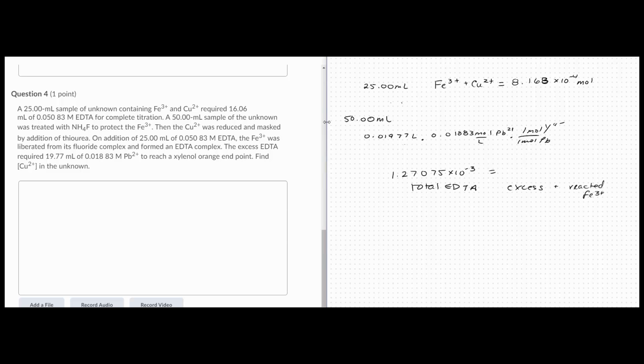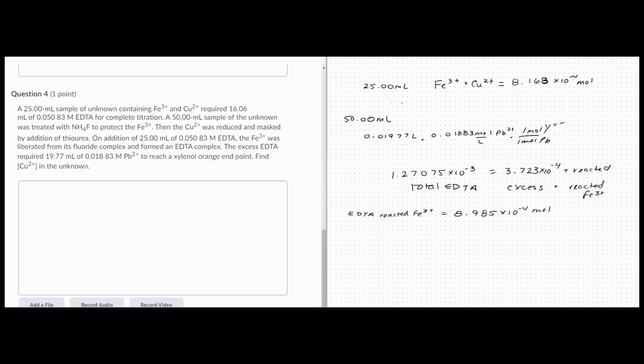So 0.01977 times 0.01883. The excess is then 3.723 times 10 to the negative 4. So with a simple subtraction problem, I can find out how many moles of EDTA were required to react with iron. This is in the second titration now, is 8.98. I'm going to call that 5 times 10 to the negative 4. And again, that is moles of EDTA that reacted with the iron.